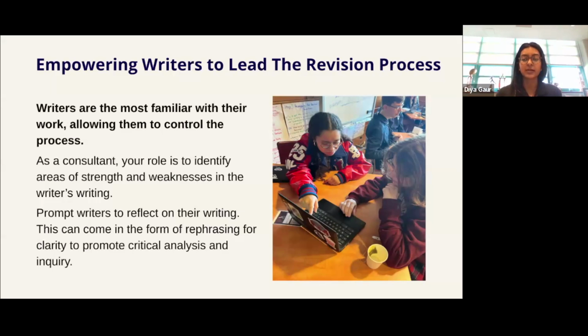When we ask writers to reflect on their own writing, whether through rephrasing, questioning, or just prompting them to explain their choices out loud, we're asking them to actively engage in the revision process rather than passively receiving feedback. This is, at the end of the day, what fosters the real improvement that we see within both the writer and their writing. We don't want to just see this improvement in a single piece of paper, but the way that they approach writing as a whole.